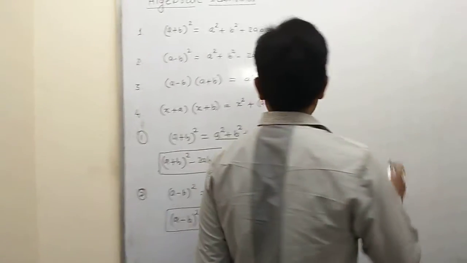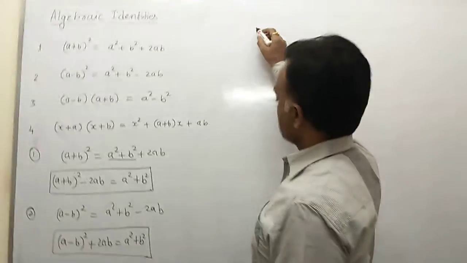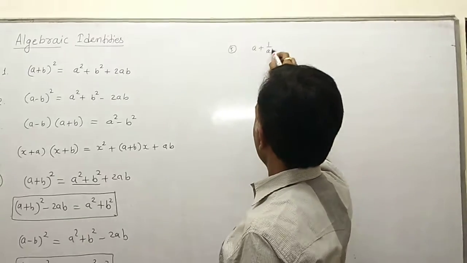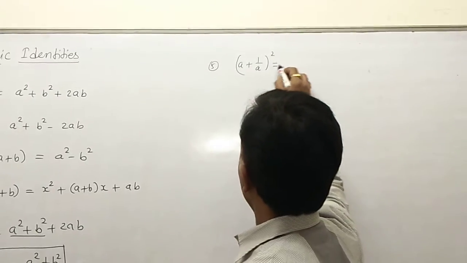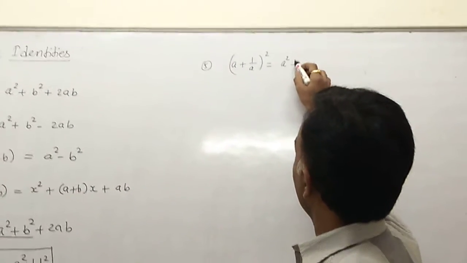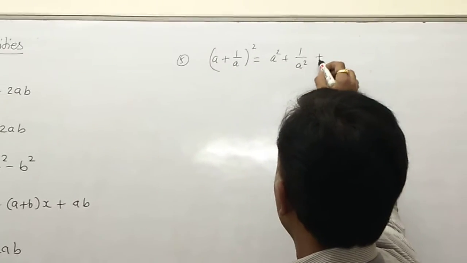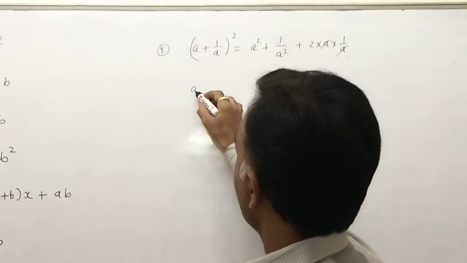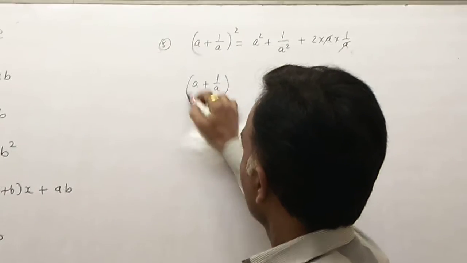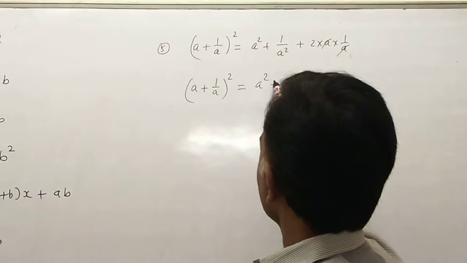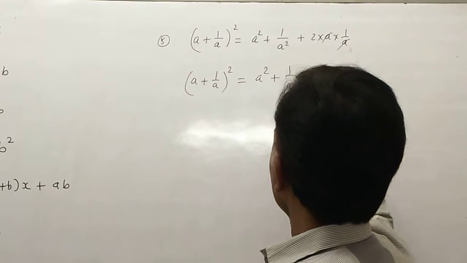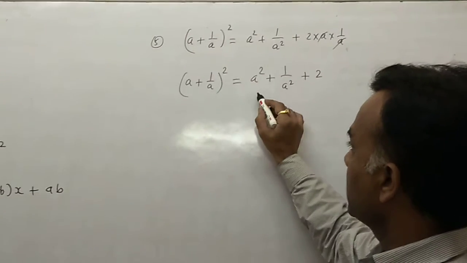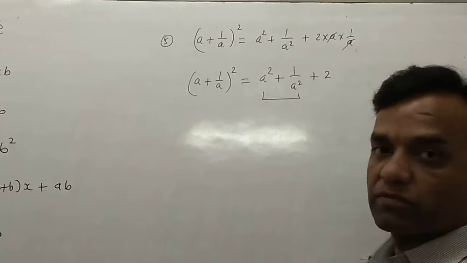Sometimes this formula may appear with the reciprocal identity. So the fifth one: write down a plus 1 by a whole square. We have a square plus 1 by a square, and then 2 into a into 1 by a, so the a cancels out. So a plus 1 by a of whole square is a square plus 1 by a square plus 2. Sometimes we have the value of a plus 1 by a, and then we find the value of a square plus 1 by a square.